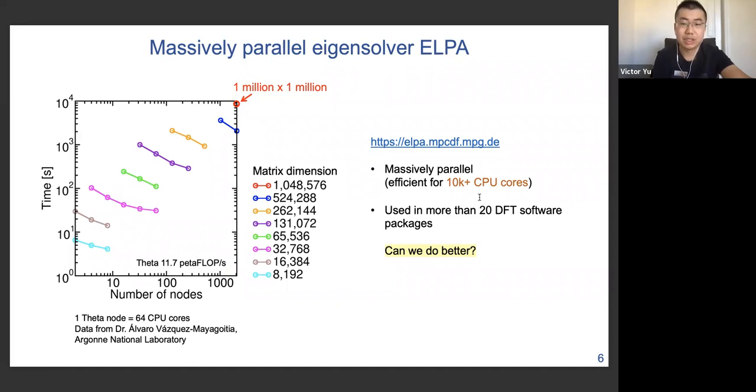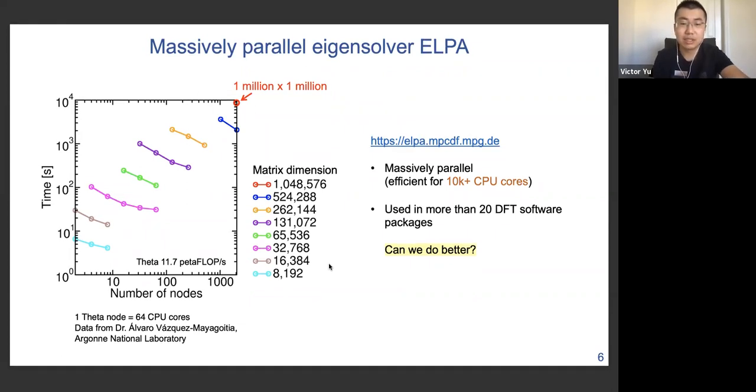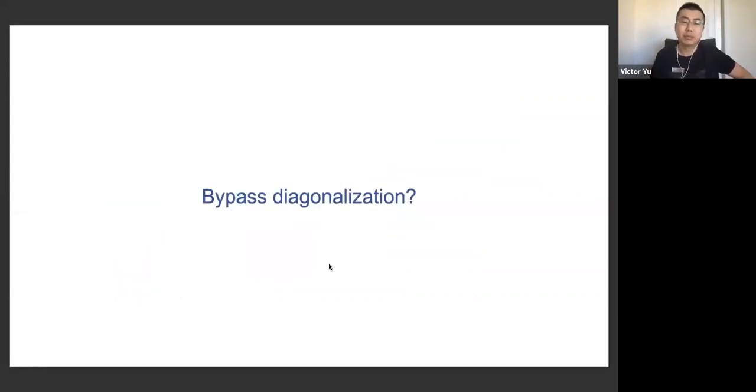So as I already said, ELPA is highly efficient for even more than 10,000 CPU cores, and it's so efficient that it has been used in more than 20 DFT software packages. But the question is, are there alternative ways to do this? What else can we do? Actually, there are many ways to bypass diagonalization, which means we do not need to explicitly solve the eigenvalue problem.